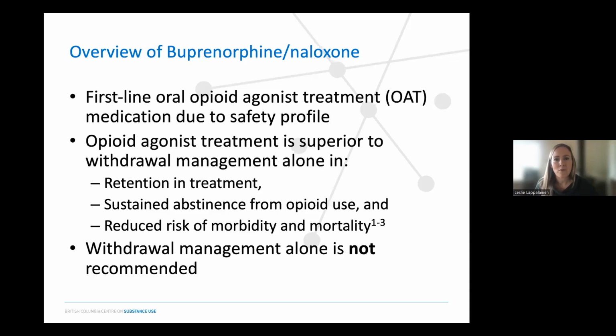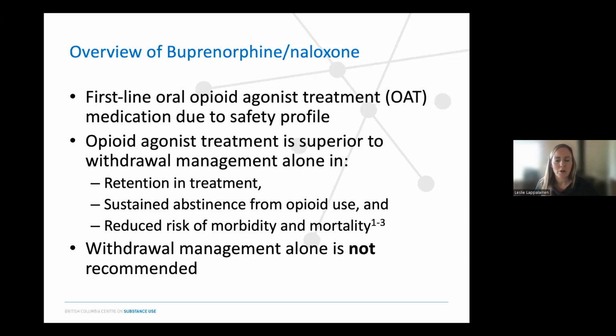All forms of oral OAT are superior to withdrawal management alone in terms of retention in treatment, sustained abstinence from opiate use, and also decreasing overall morbidity and mortality. As a reminder, withdrawal management alone, like having someone go to a detox unit without putting them on OAT, is not recommended.